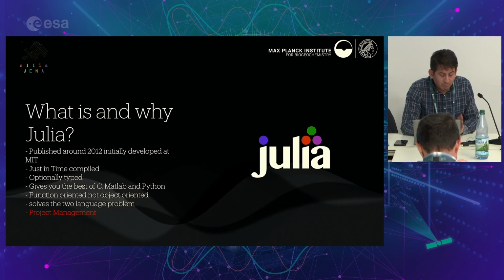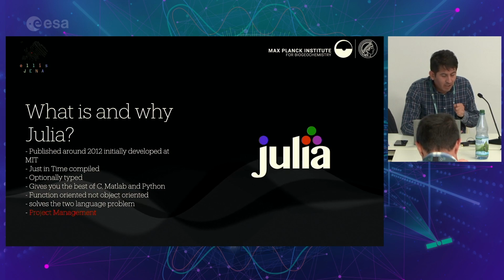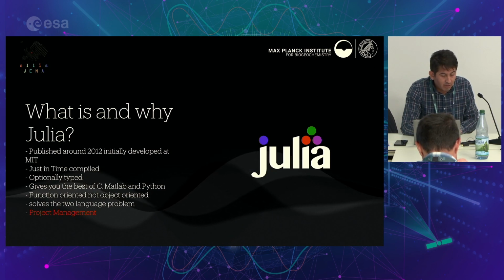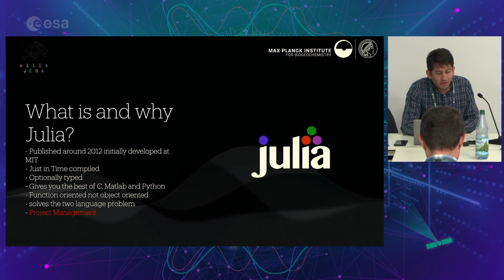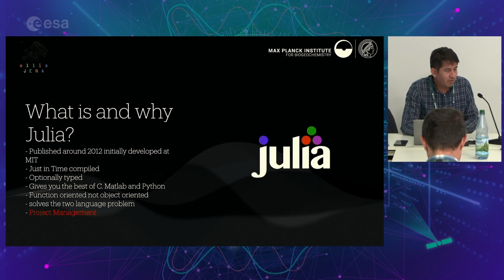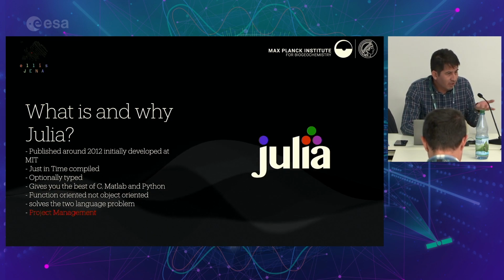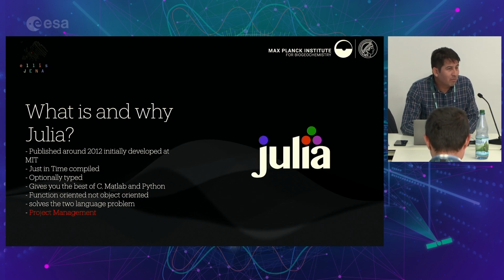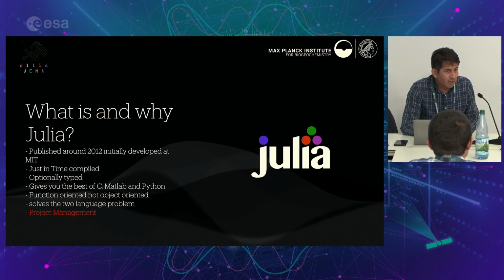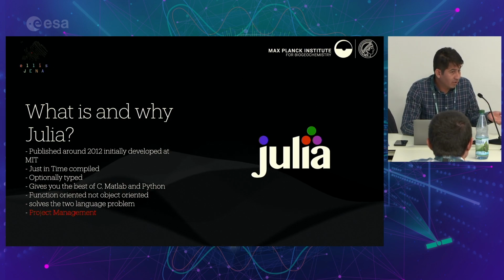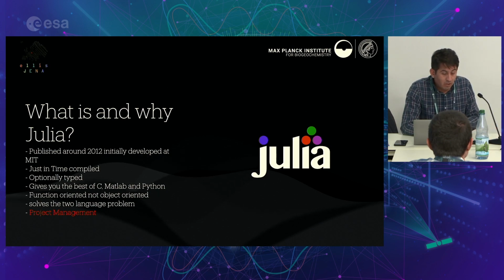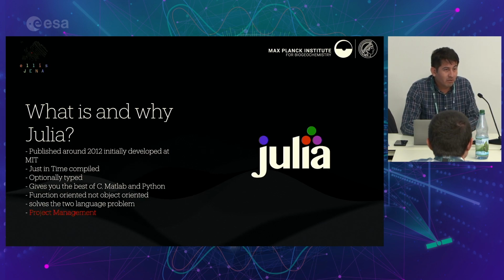Something that I really like is this thing about the two-language problem, where you prototype some of your code, and then at the end of the day, you want to optimize even further. In order to do that, in other languages, you need to go into a different language, like C or C++. In Julia, you just keep writing Julia. So you don't need to go to another language to do it.